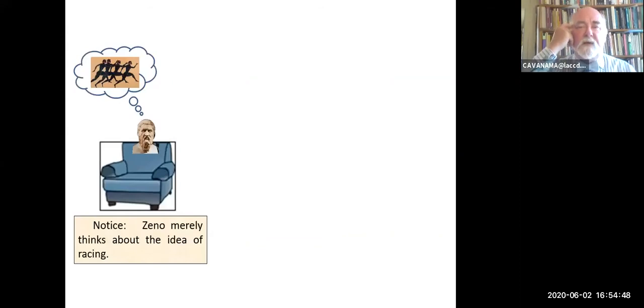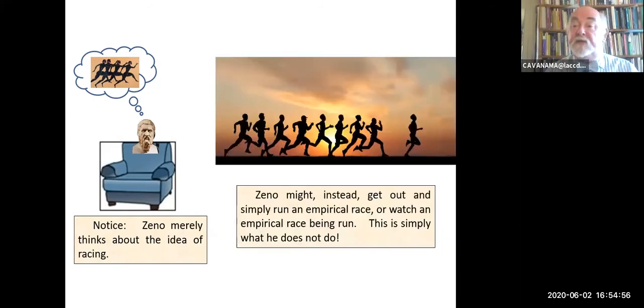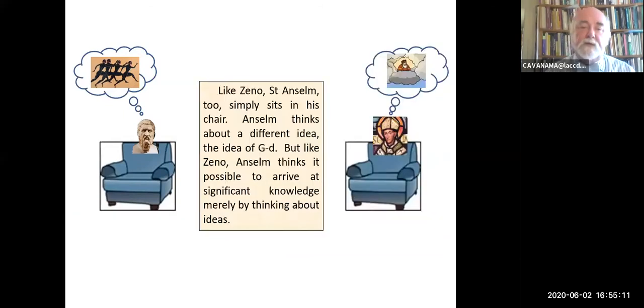And notice, when Zeno thinks about racing, he's just thinking about the idea of racing. He says, let's think about a race between Achilles and a tortoise, and come to some conclusions. He might have, instead of going out and running a race, said to himself, let me see, what happened the last time I ran a race? How likely is it that the tortoise is going to outperform Achilles in every single circumstance, and come up with perhaps a different conclusion? So Anselm, like Zeno, simply sits in his armchair. Anselm thinks about a different idea, the idea of God, but then he draws some powerful conclusions from that, simply by thinking about relations of ideas.